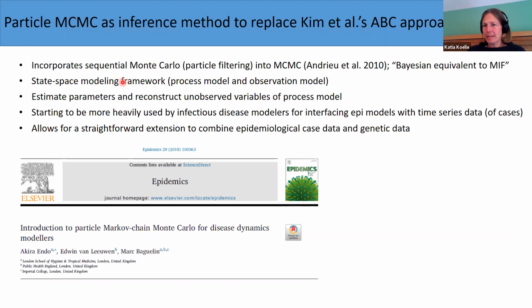The underlying modeling framework for particle MCMC is a state space modeling framework. So you have a process model and an observation model. You estimate parameters, and you can also reconstruct unobserved variables of that process model. It's starting to be more heavily used by infectious disease modelers for interfacing epidemiological models with time series data, primarily of cases. Here's a nice article that talks about particle MCMC in terms of epidemiological inference. Incorporating sequence data allows a very straightforward extension to combine epidemiological case data, as detailed here, with genetic data, right, sequence data.